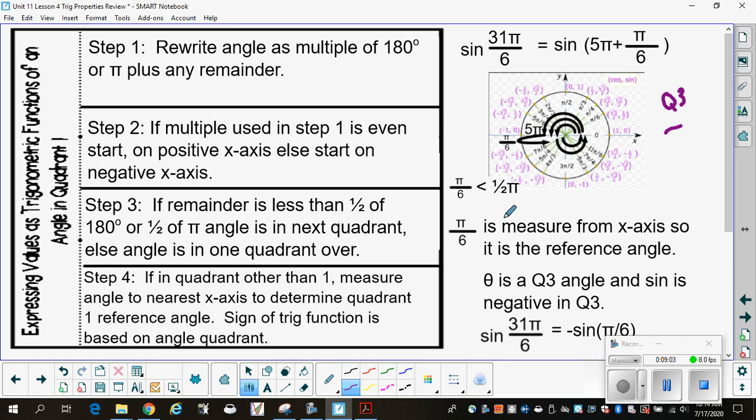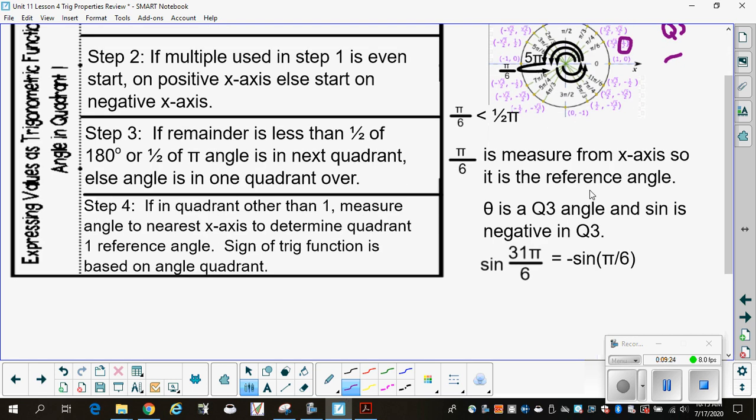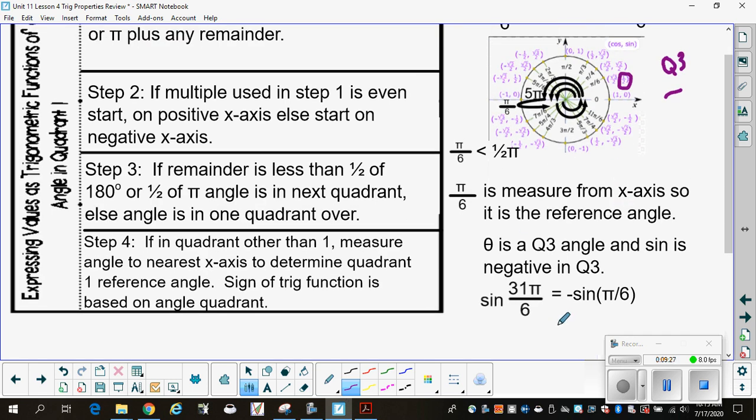Pi over 6 is the measure from the x-axis to the angle. So it is my 1st quadrant reference. It is the pi over 6 family. Theta is in Q3 and sine is negative in Q3. So I can simply come over here to pi over 6. I can get the value of sine, which is 1/2, and I know that my answer is going to be negative 1/2 because sine of 31 pi over 6 is equal to the negative sine of pi over 6.